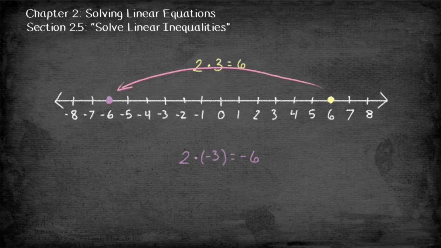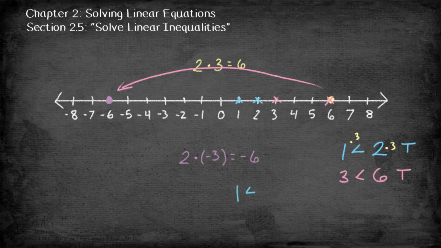So if we were looking at an inequality, like say 1 is less than 2, then that's true. If we multiply both sides of the inequality by 3, we would get 3 and 6. And as you can see, 3 less than 6 is still a true statement.